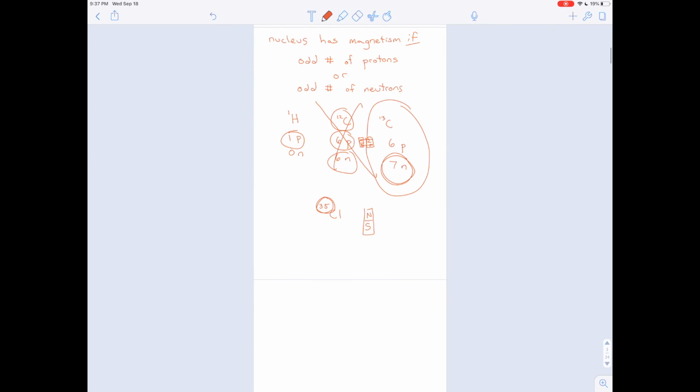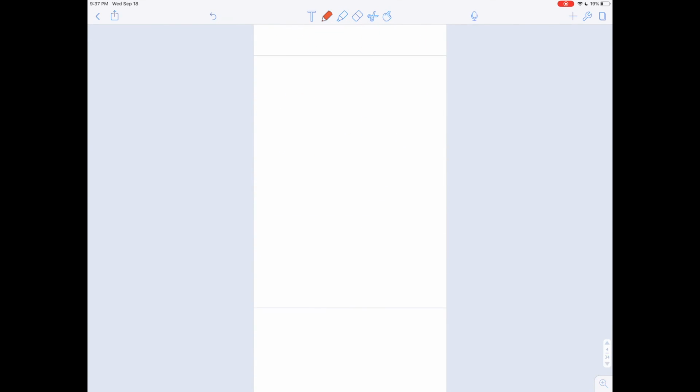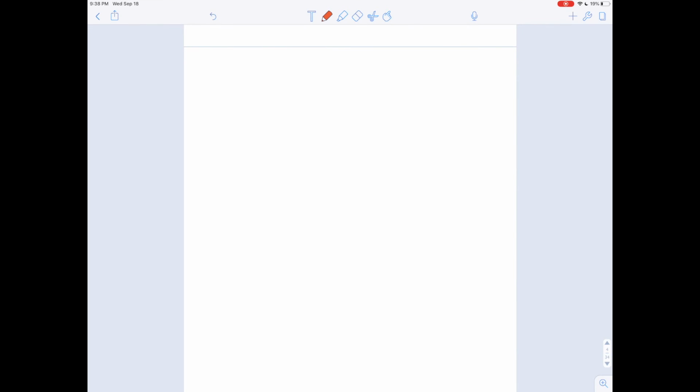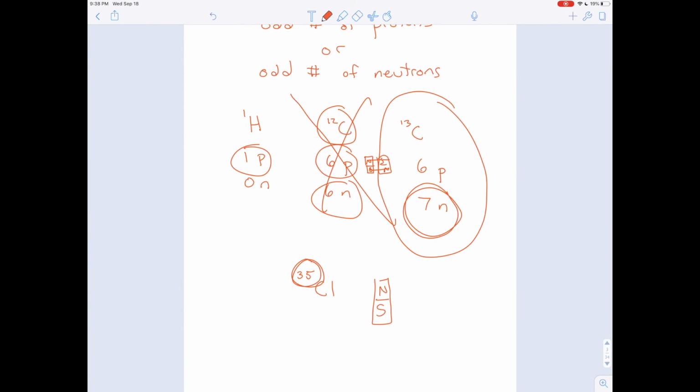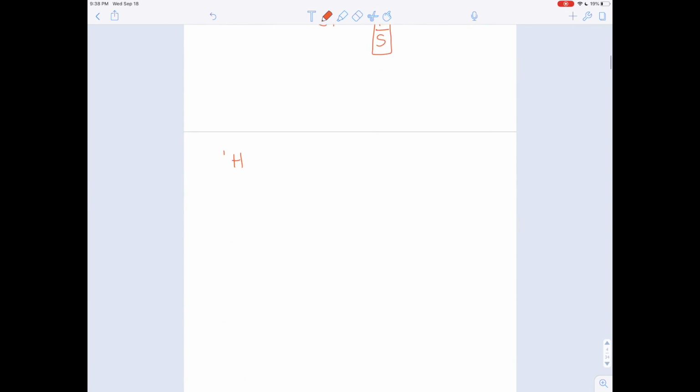Now, what we're going to focus on, just for the sake of clarity and simplicity, is the nuclei of hydrogen 1. So we saw you can do this type of spectroscopy with almost anything on the periodic table. Just pick an isotope that has an odd number of neutrons or an odd number of protons. But we're going to focus on hydrogen 1.